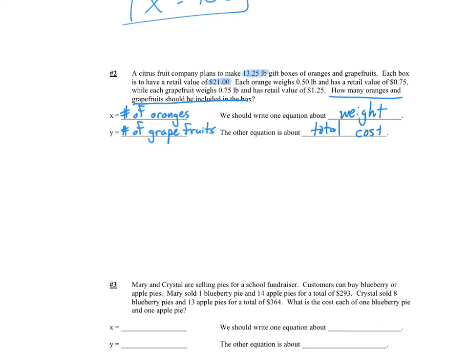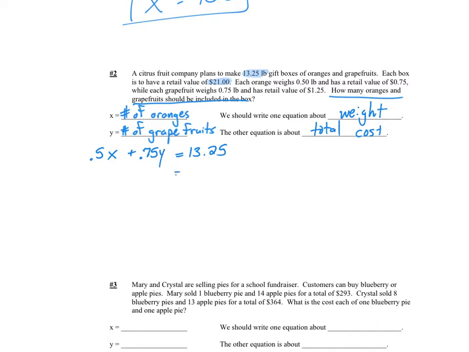So if we start with the weight equation, the total weight we want is 13.25. What makes up that weight is a half a pound for an orange and 0.75 pounds for grapefruit. So it'll be 0.5x, because 0.5 times oranges, plus 0.75y, because 0.75 pounds times the grapefruit.